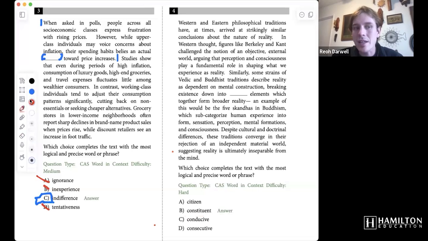So that's exactly the circumstance we see here, right? Elements which together form broader reality. The things which come together to form something above it. That's what we have in organelles creating a cell. Here we have 5 experiences of humans which create human reality, right? Sensation, perception, mental formations, consciousness, and form. So that reality is produced by things which make up something else.